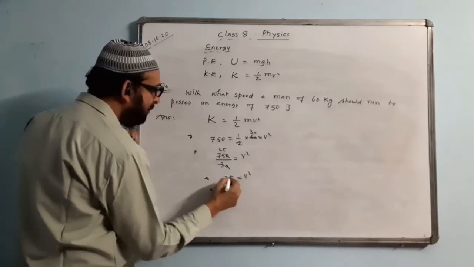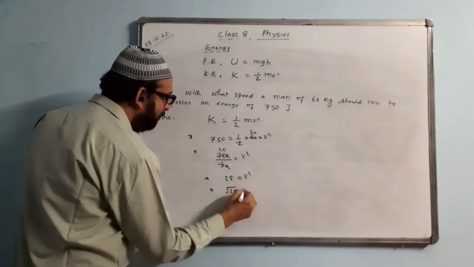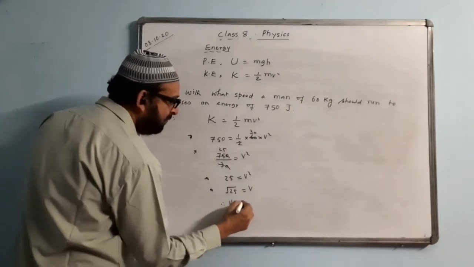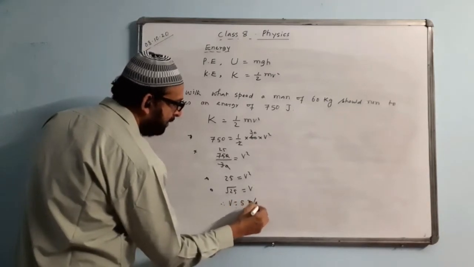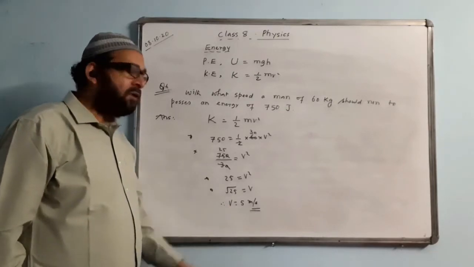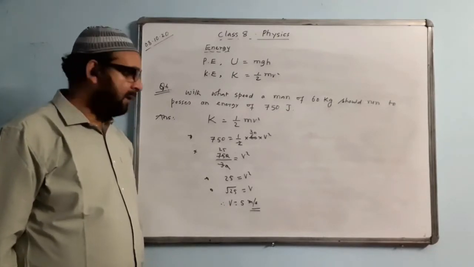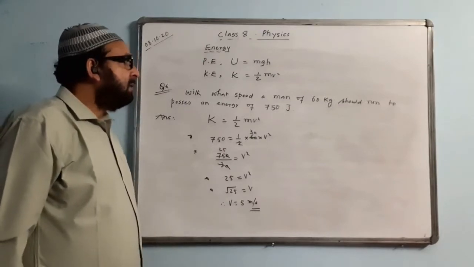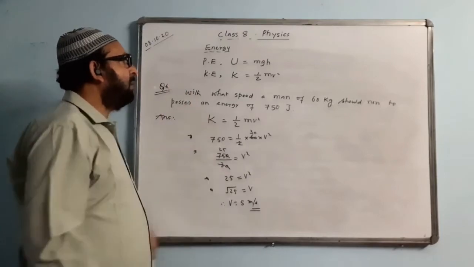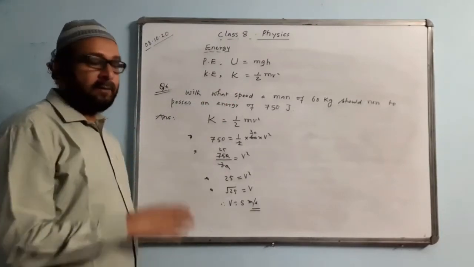The square will put root here. Root 25 is the value of v. Therefore, the value of v is coming. Root 25 is 5. So 5 meter per second. That's it. That means the man must run with a velocity of 5 meter per second. So this is the type. These are the types of problems using the formula of potential energy and kinetic energy we have done.